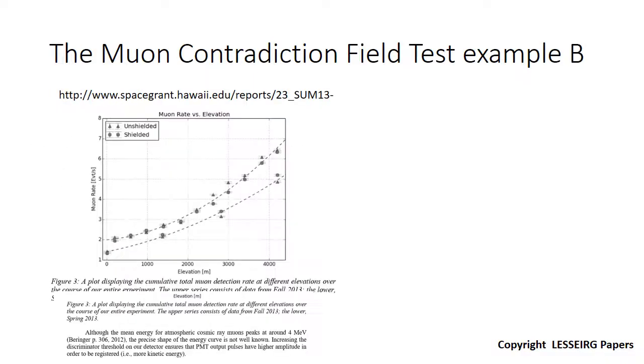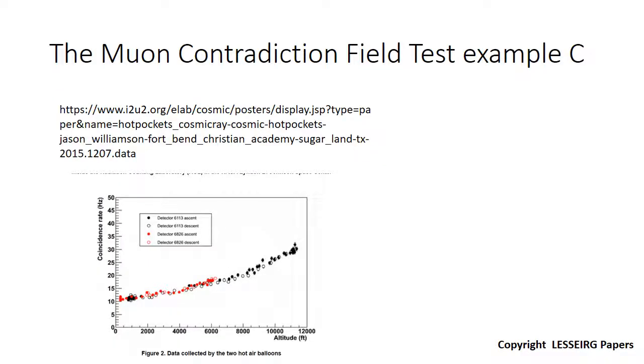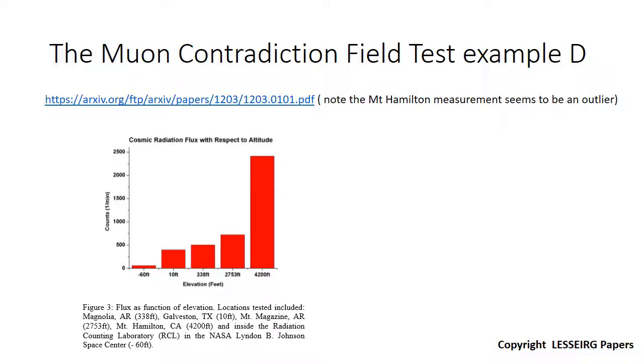So going to the field test, you can see also the same factor of 3, and they seem to have used the same kind of scintillator, because it also has 2 and 6. And then here they use a different one. This is a hot air balloon, also done around Texas, same latitude. So you can see here also a factor of 3 between sea level and the altitude of around 12,000 foot, which is close to 4,000 meters.